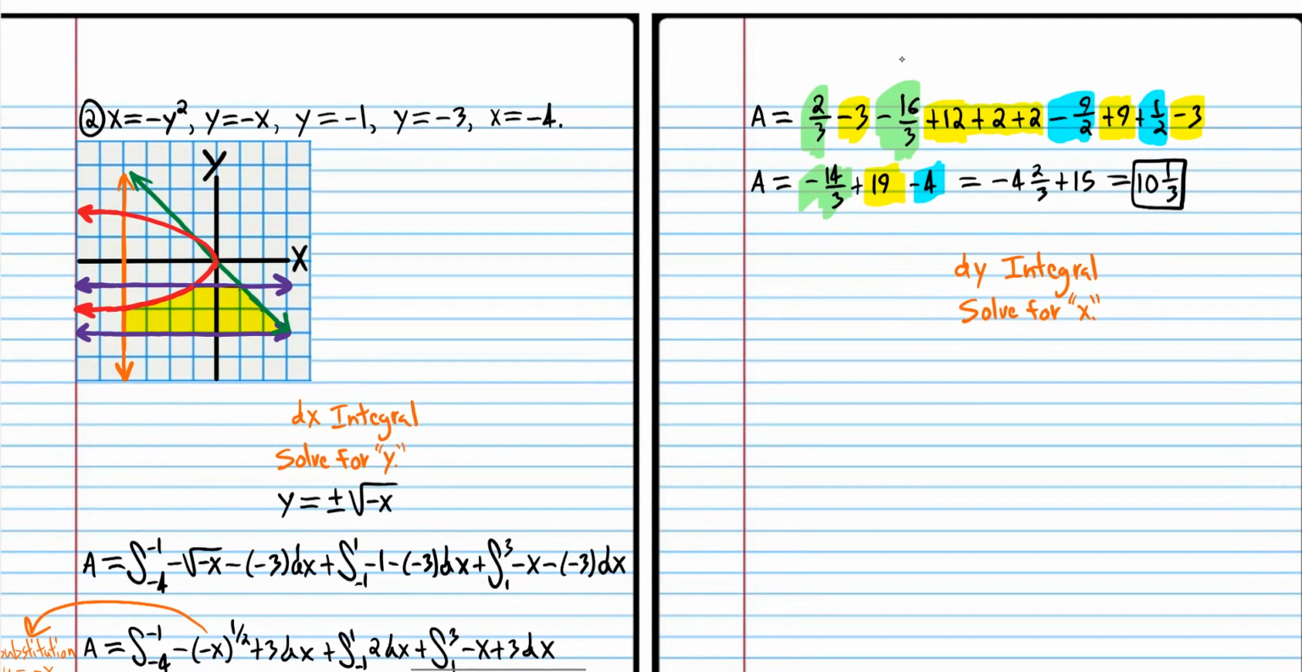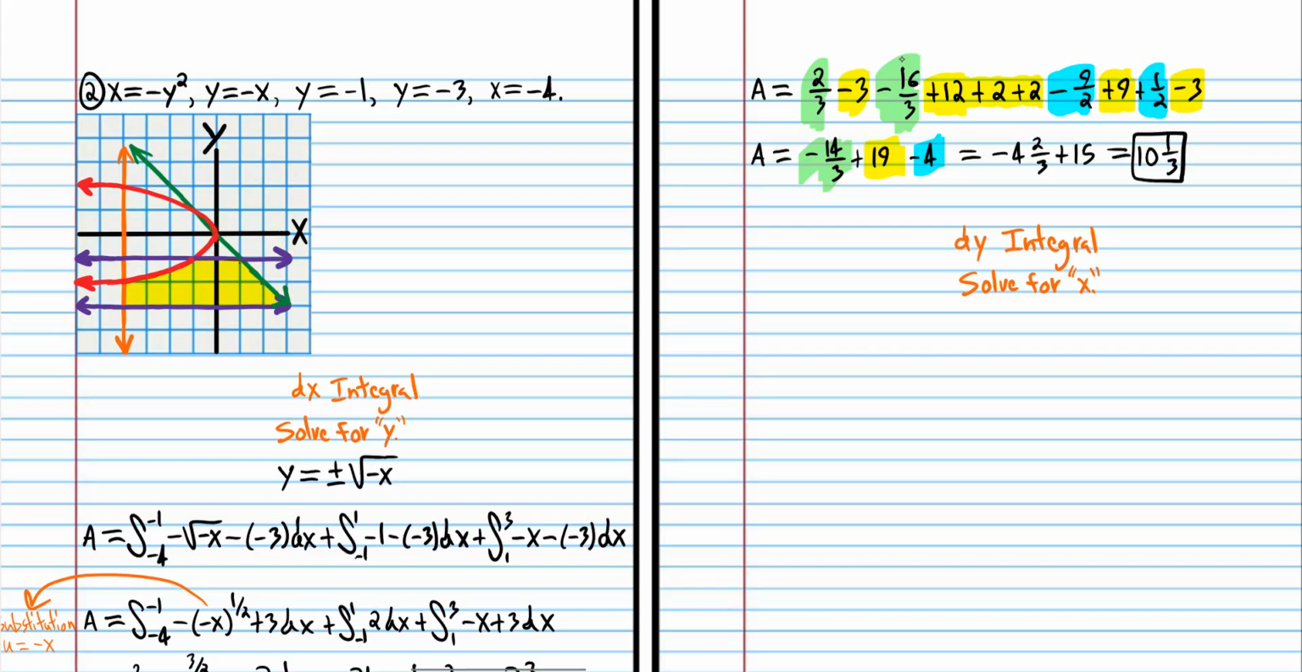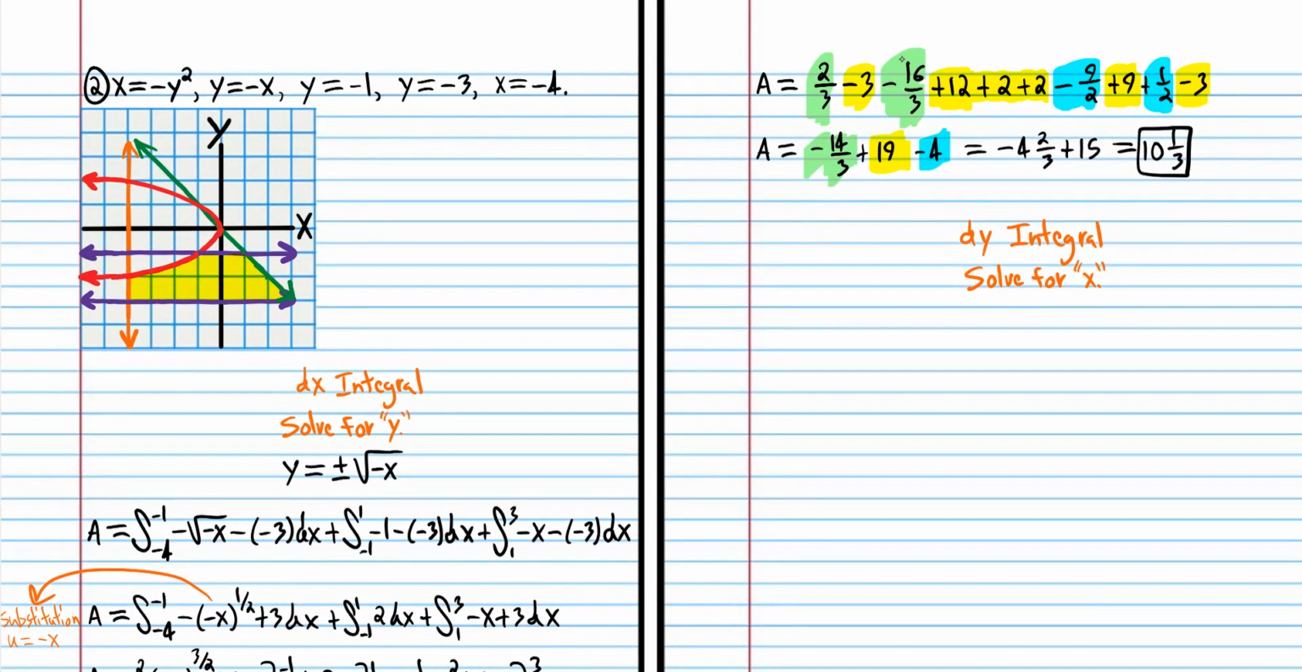Now we do have to solve for x. Technically, x is already solved for in this equation, so we don't need to worry about that. But here we have to solve for x. So x is equal to negative y. Alright, so now we're ready to set up our integral.